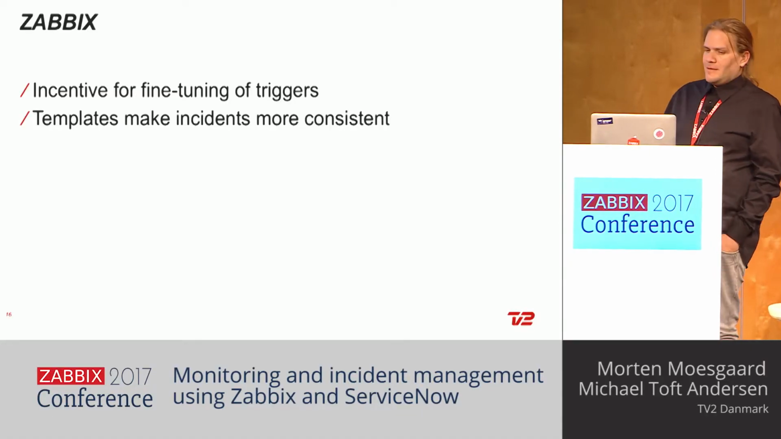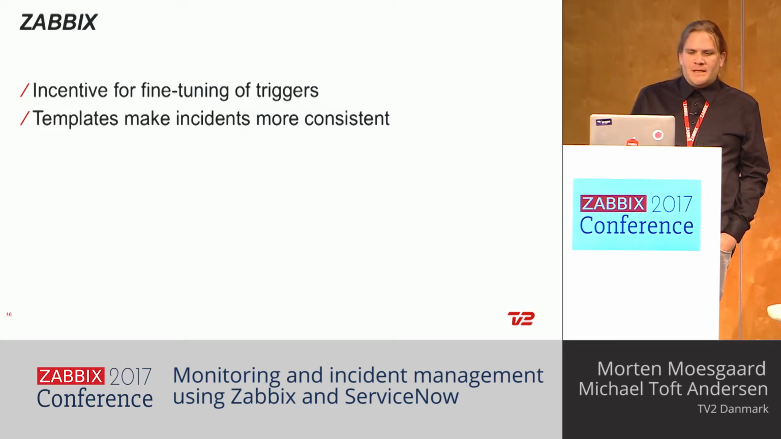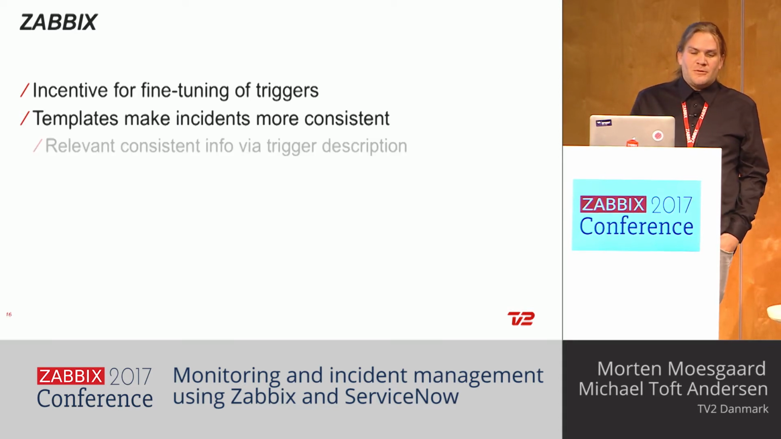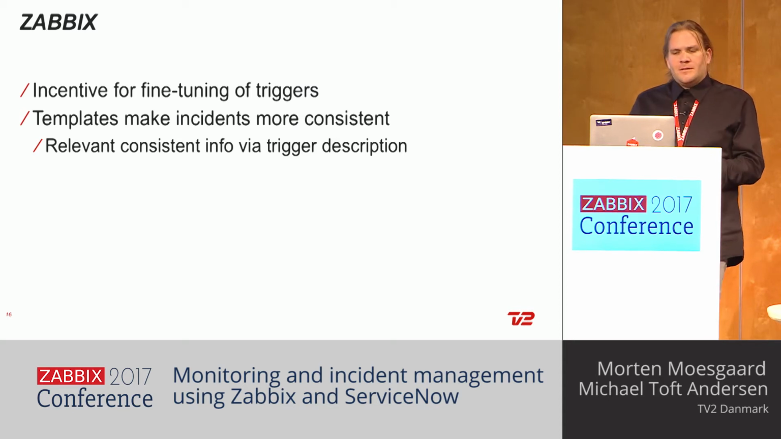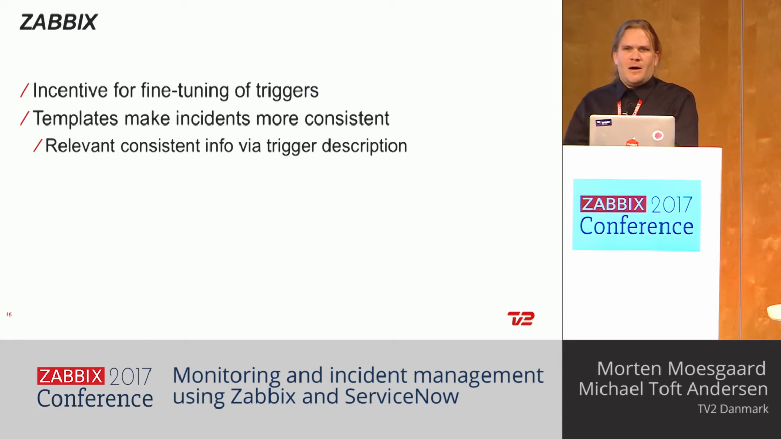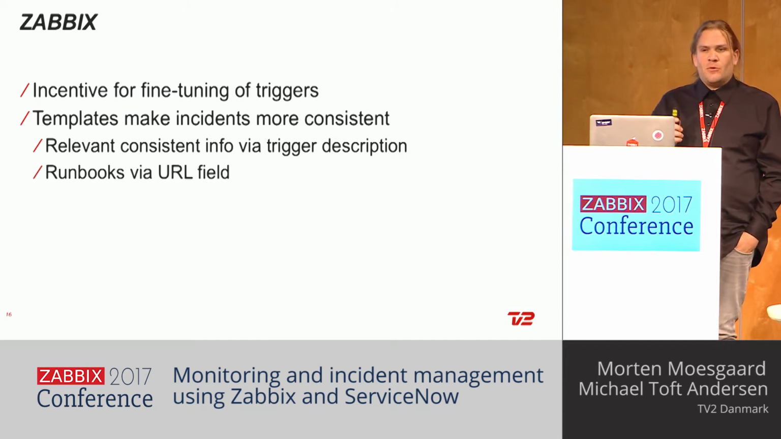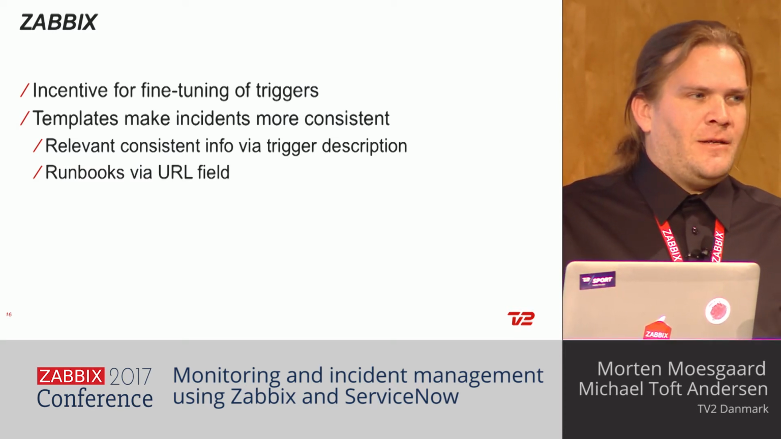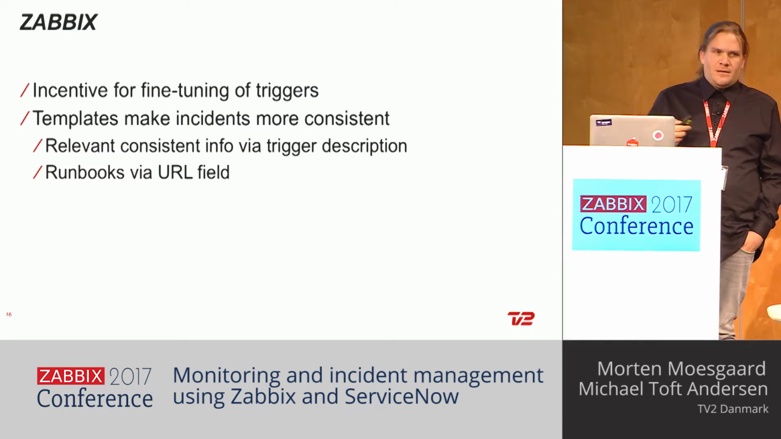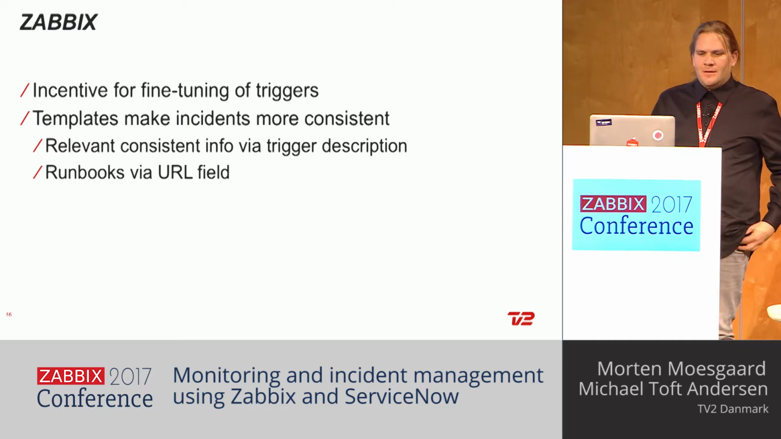And also one thing that is an existing feature in Zabbix is the templates. With the use of the templates, we can make more consistent information, because we can write a description and the trigger description that we can get into ServiceNow. And also the ID for the runbooks, that is written in the URL field. And we can also add a normal URL. It will still translate as a URL.